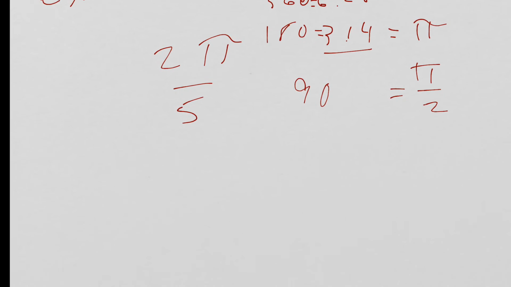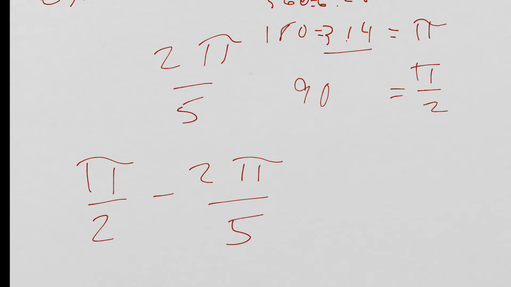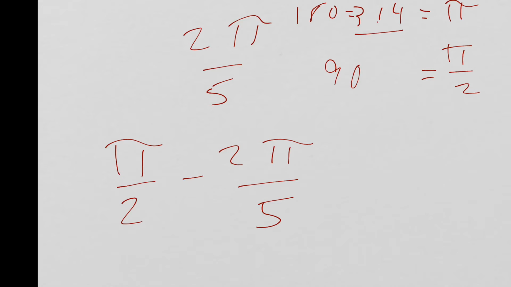Because our formula to find the complement is you take 90 degrees, in this case pi over 2, and you subtract your angle, 2 pi over 5. Now we just have to figure out the math here. What's a common denominator? In this case, 2 and 5 both go into 10. So I'm going to put 10 on the bottom here and 10 on the bottom here. How did I get to 10 from 2? I took the top and the bottom times 5.